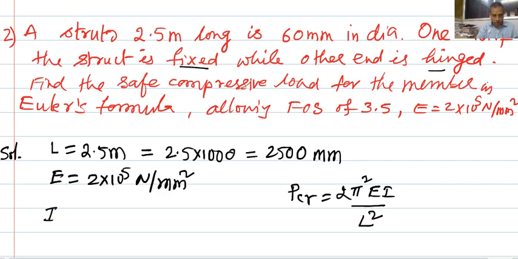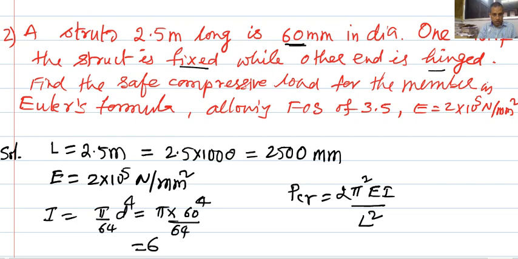So what is moment of inertia? He has given a solid 60 millimeter dia. Okay, so that is pi by 64 d power 4. So that means pi into 60 power 4 by 64. So this happened to be your 63,61,72 millimeter power 4.